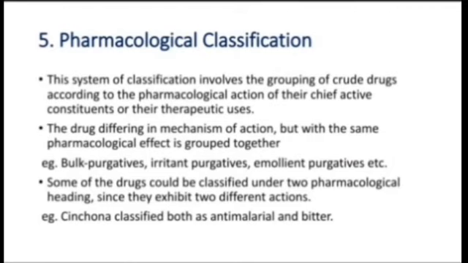Fifth, pharmacological classification. This system of classification involves the grouping of crude drugs according to the pharmacological action of their chief active constituent or their therapeutic uses. Drugs differing in mechanism of action but with the same pharmacological effect are grouped together. Examples: bulk purgatives, irritant purgatives, emollient purgatives, etc. Some of the drugs could be classified under two headings since they exhibit two different actions. Example, cinchona is classified both as anti-malarial and bitter.